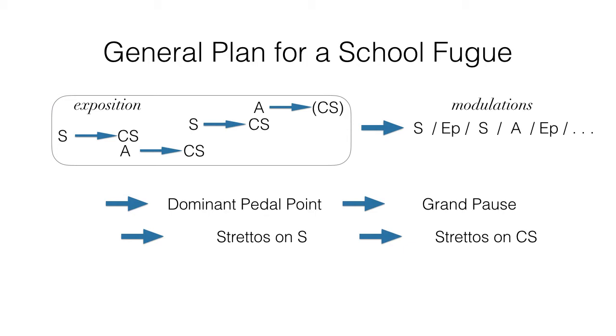A stretto means, originally there's a time difference between the entry of the subject and the entry of the answer. Well, that time distance is contracted in a stretto. It means there's a new combination that has to be found or worked out. And then near the end, there's a pedal point on the tonic, or the first note of the scale, the main scale of the piece, and then a final cadence.